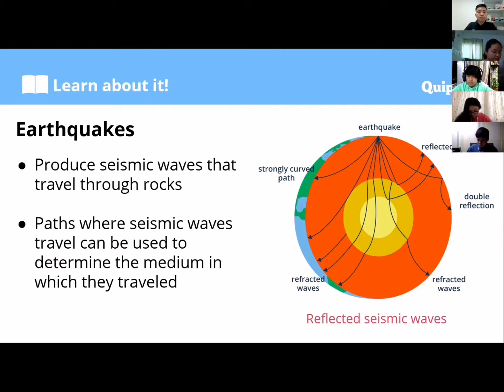All right, we have here earthquakes in our slides. It says here, produce seismic waves that travel through rocks. Paths where seismic waves travel can be used to determine the medium in which they travel. So as you can see here in our illustration, from the earthquake itself, yung seismic waves or the movement of the interior of the Earth can be felt sa other side of the world. Kasi yung waves niya, yung movement can travel through solid and even sa liquid. Ayan. It can travel sa other side of the world.